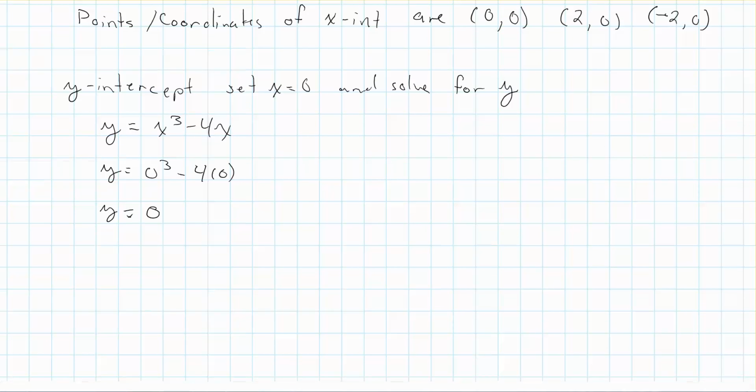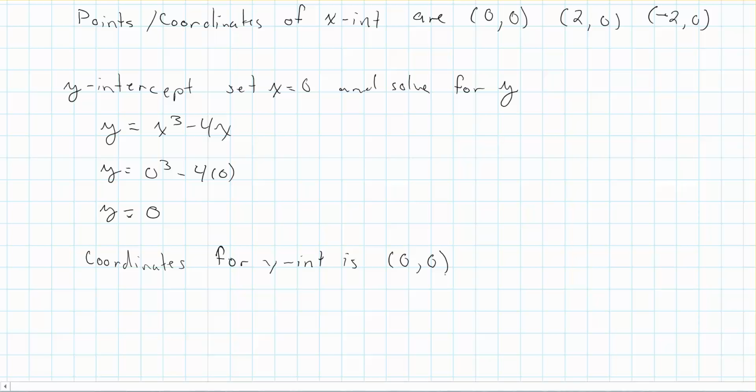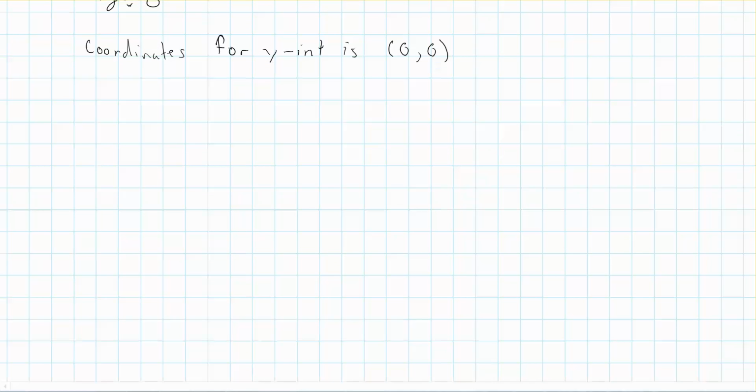So that's my y-intercept. So the coordinates for the y-intercept is (0, 0). Now, we shouldn't be surprised that we're getting that as a y-intercept because we had that in my x-intercepts. And remember, (0, 0) is the origin, which is the one special point that's both an x and a y-intercept. All right, let's look at one other quick example here.